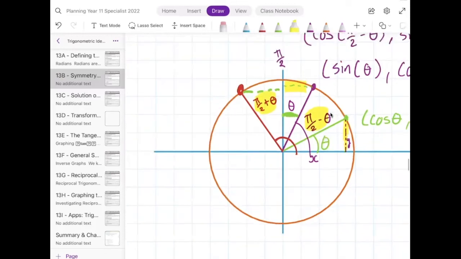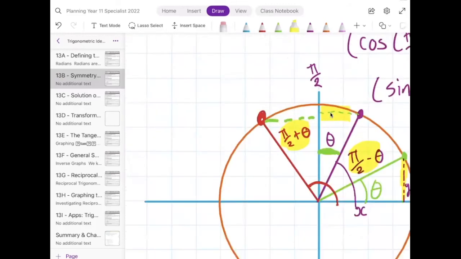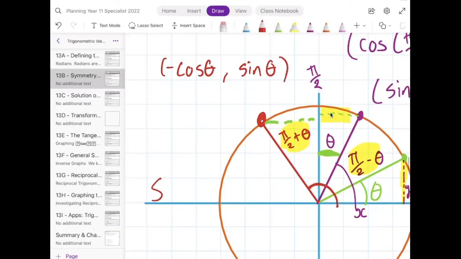So let's have a quick look at what that looks like here if I did this as points. Again, I have cos theta, sine theta. It's just this time, instead of it being positive cos, because it's in quadrant 2 where only sine's positive, it's now going to be negative cos theta, sine theta, because it's in quadrant 2. So that does affect things just slightly.